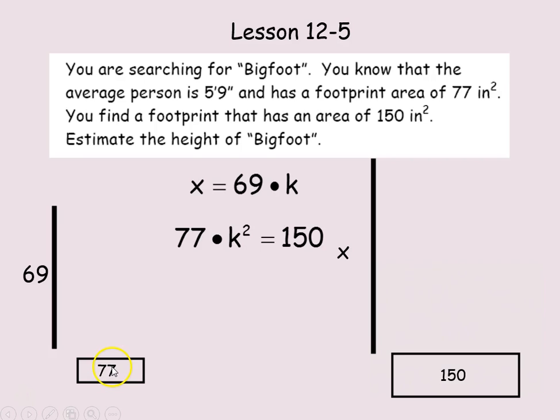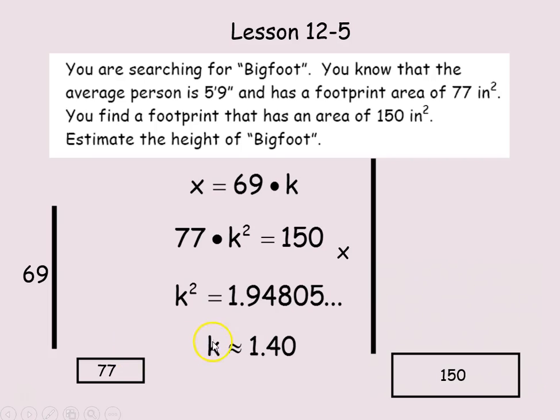So 77 times whatever k squared is going to be 150. So we have this equation we need to solve for k, so we can find out what k is. So solving, we divide both sides of this equation by 77. So therefore, k squared is going to equal 1.94805, and so on and so forth, by doing 150 divided by 77. That's what k squared is. We don't want to know what k squared is. We want to know what just k is. So we have to square root this number to find that k is approximately 1.4.